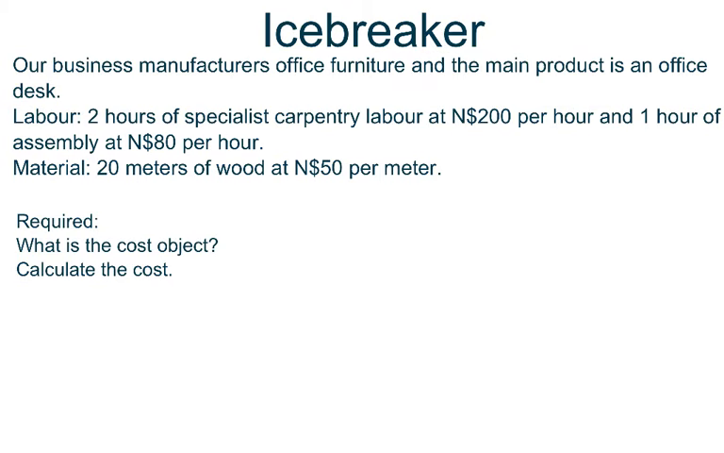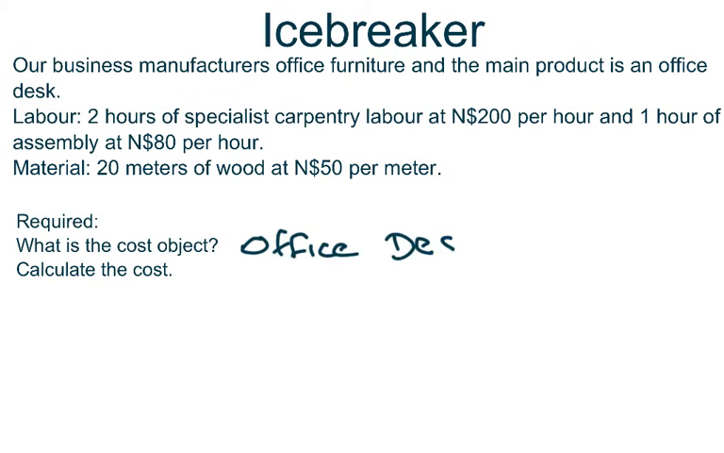So now the requirement is, first of all, to identify the cost object. Remember, what's the definition of a cost object? It's any object that you can allocate costs to. So what is the cost object in this example? And then we need to calculate the cost. First of all, we can identify the cost object as the office desk. So I will only write it there. The cost object is the office desk.